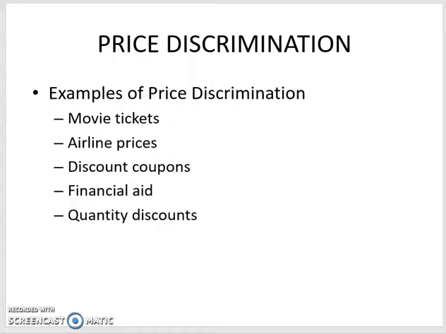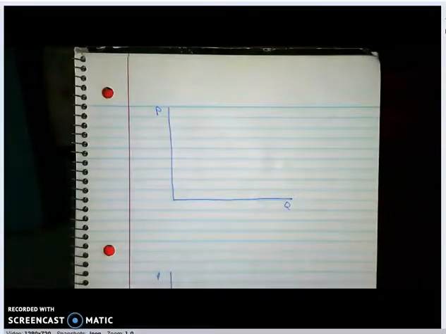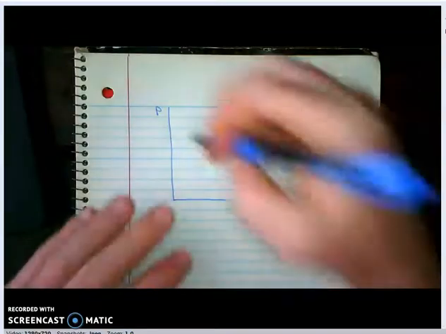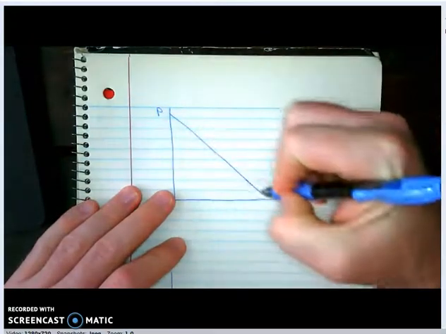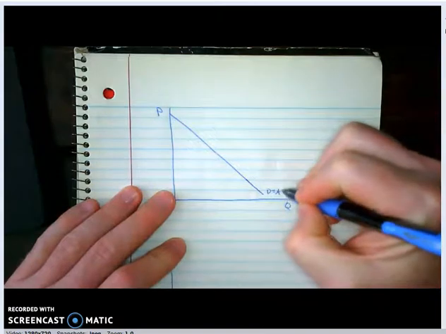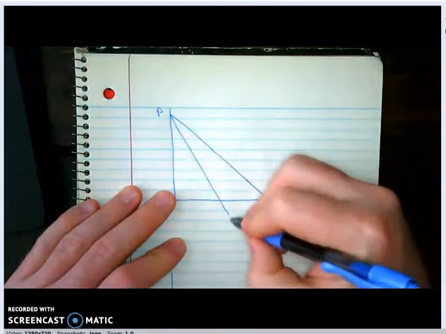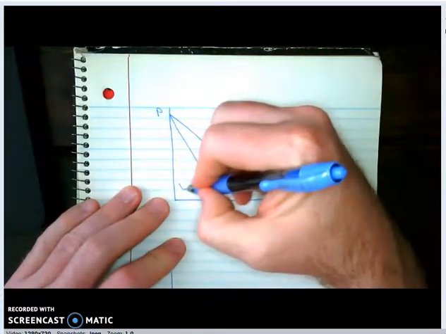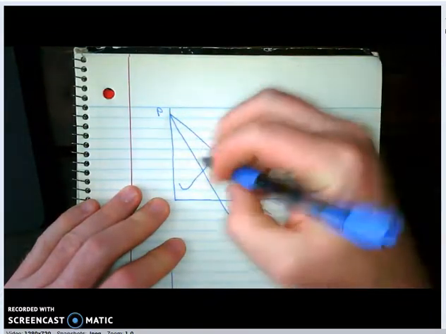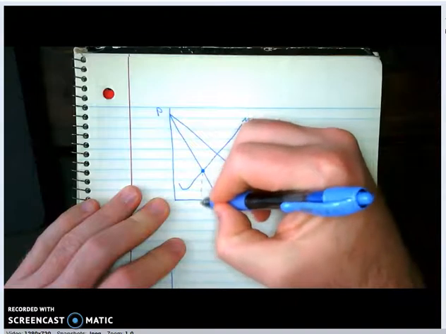Now, let's talk about how this changes outcomes on a graph for profits and efficiency and all this other kind of stuff. So let's start off with a normal demand and marginal revenue curve for a normal monopoly. So this is a non-price discriminating monopoly here. We've done this a bunch of times already, right? The firm is going to produce where MR equals MC.